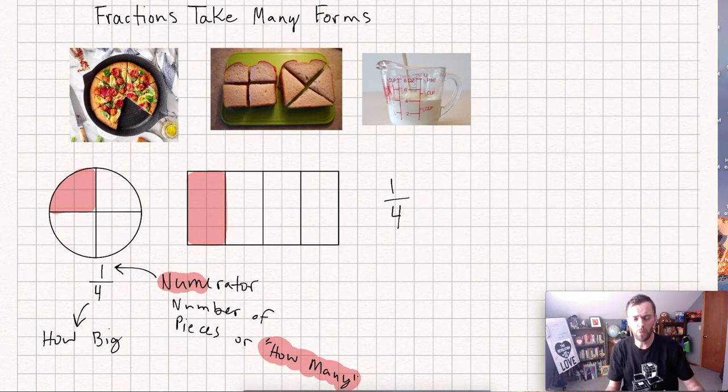So we're going to do some work this week adding fractions that are different shapes. So make sure to check out the next lesson, and for that next lesson you'll need your pencil and your math notebook, and we'll do a little bit of practice together adding fractions that are a different shape.